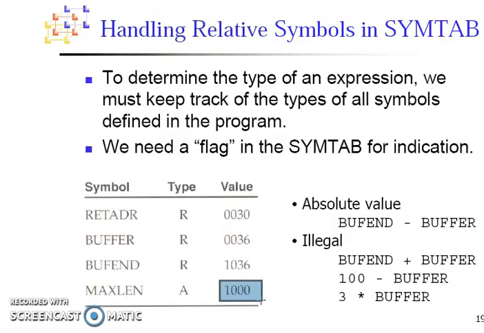So in this case, relative means it will be based on the starting address of the program, and absolute will be independent of the starting address. Okay, 1000 means it has a length of 1000 bytes. Root address means it has an address 0030, which will be changed based on the starting location of the program.